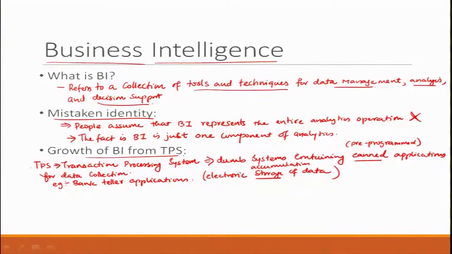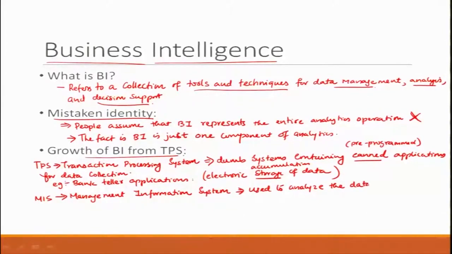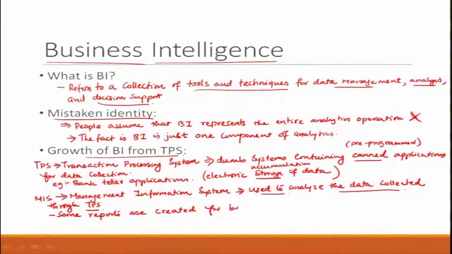Then after the transaction processing systems comes a system called MIS, the management information system. The management information system is used to analyze the data collected through TPS. Whatever data we are collecting through TPS, MIS basically analyzes this. And why do we do this? Some reports are created for better daily management.